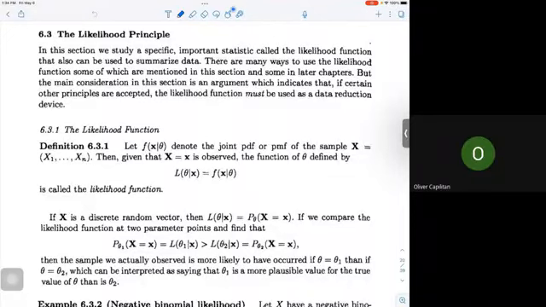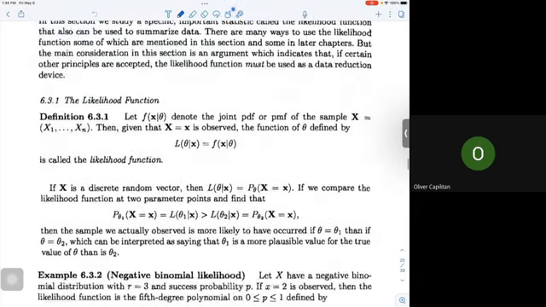Okay, once again, good afternoon, everyone. So in this section, we're going to study a specific function or a specific statistic. We call it the likelihood function, that can also be used to summarize data. So in definition 6.3.1, we have the definition of a likelihood function.